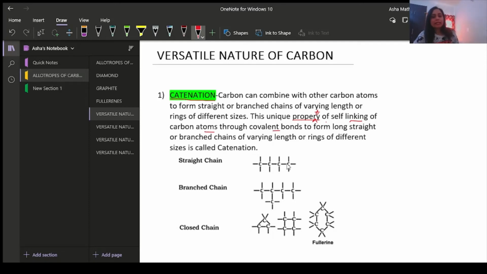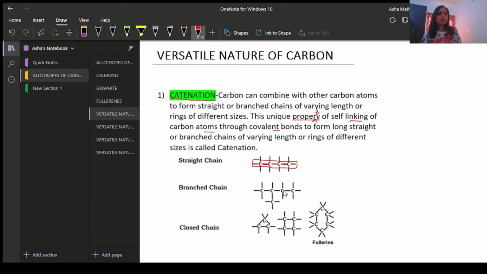Now if you see the example here, this is a carbon atom, this is a carbon atom, this is a carbon atom, this is a carbon atom, and each carbon atom is linked with each other by covalent bond. So you can see here, catenation is the self-linking ability of carbon. That is, it can link with the neighboring carbon atoms by covalent bond. It can be a single bond, a double bond, or a triple bond also.